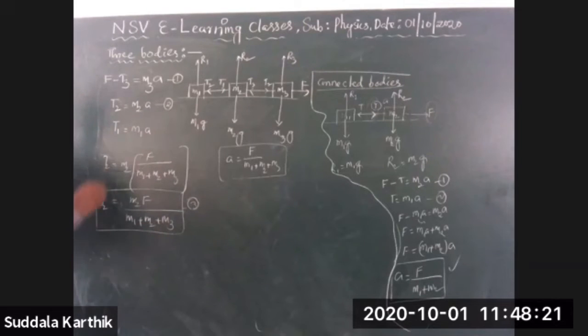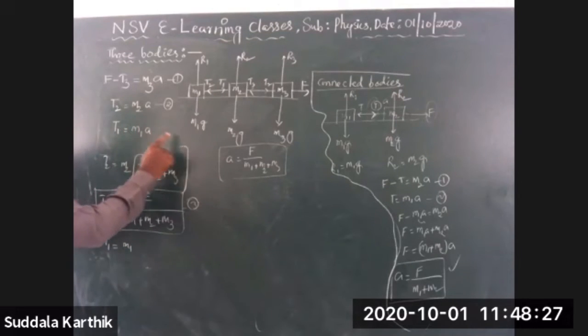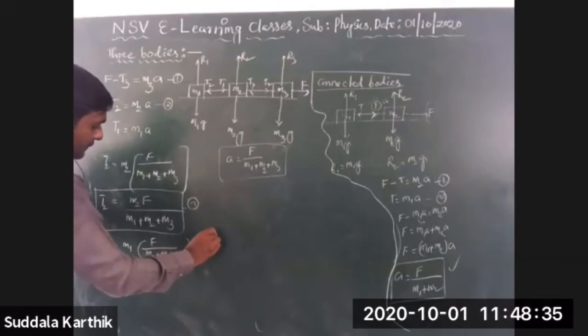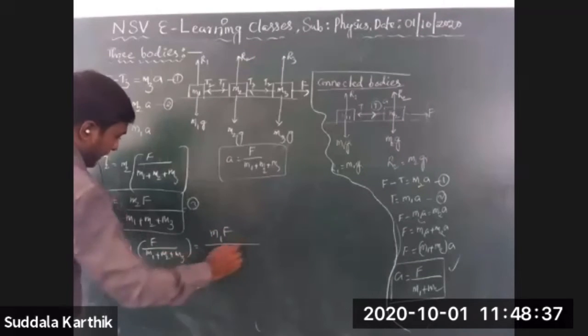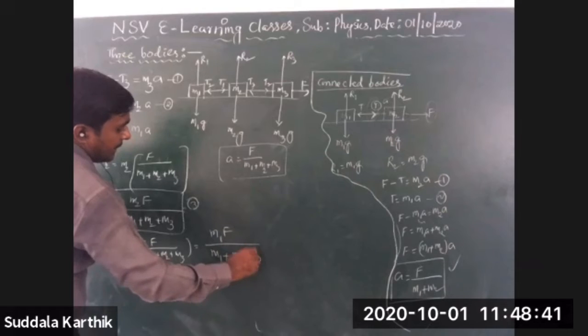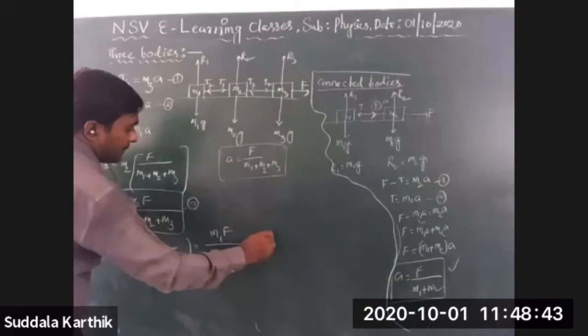Next after that, T1 is how much, Nana? T1 is equal to M1A. A is how much? F by M1 plus M2 plus M3, Nana. That is equal to M1F by M1 plus M2 plus M3. Let it be equation number 4, Nana.